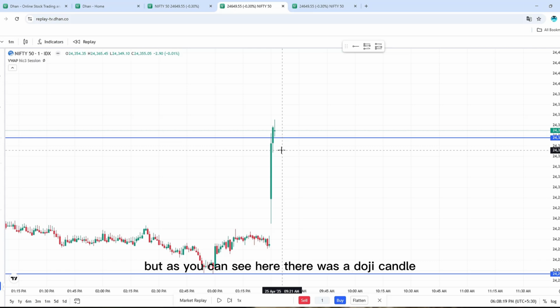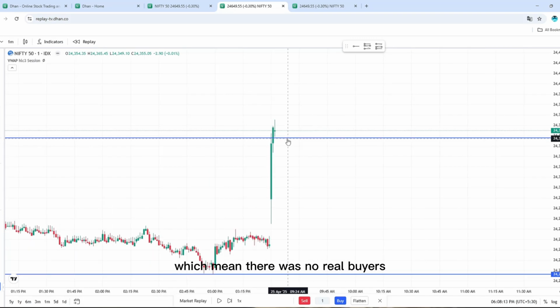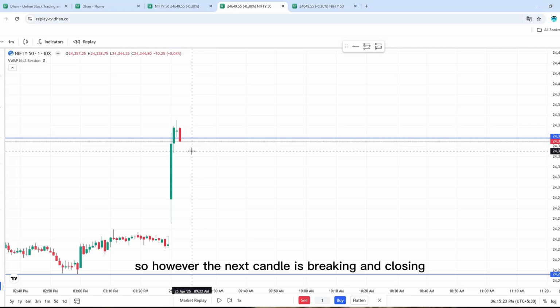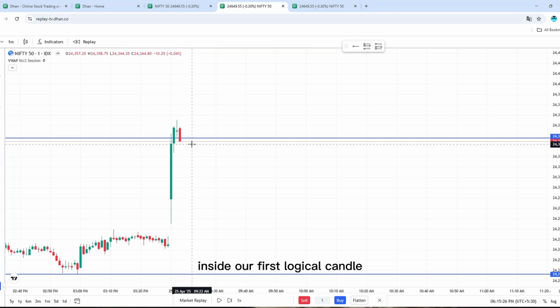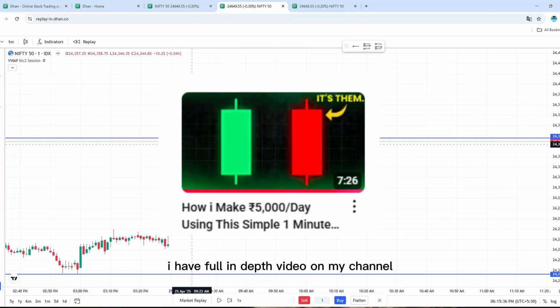But as you can see here, there was a doji candle, which is also considered a neutral candle, which means there were no real buyers or sellers in control of the price at the current moment, and price didn't touch the level either. Therefore we don't enter here. However, the next candle is breaking and closing inside our first logical candle. If you don't know what the first logical candle strategy is, I have a full in-depth video on my channel. I link it down below.